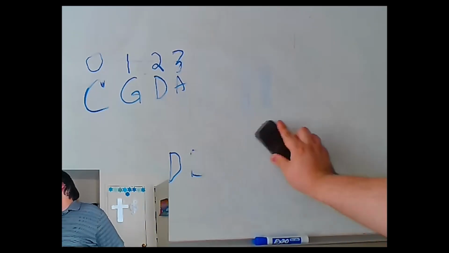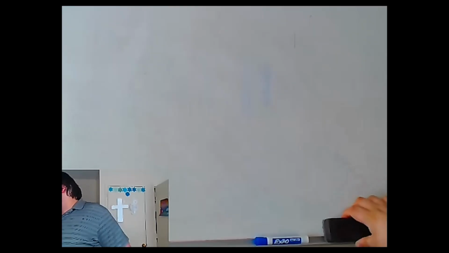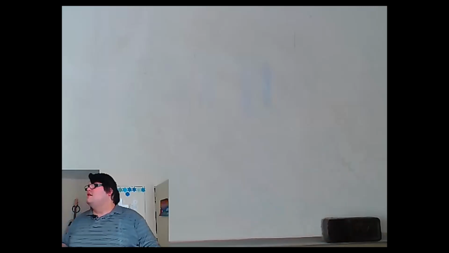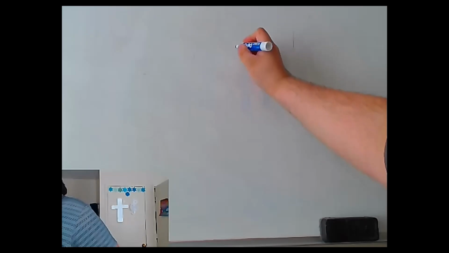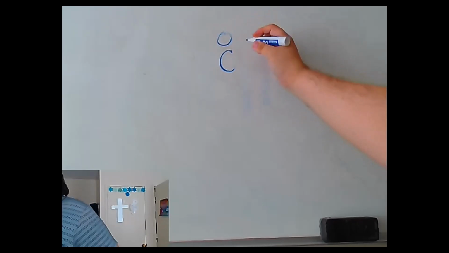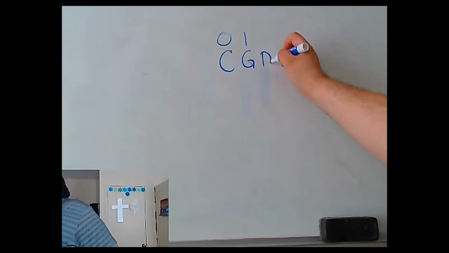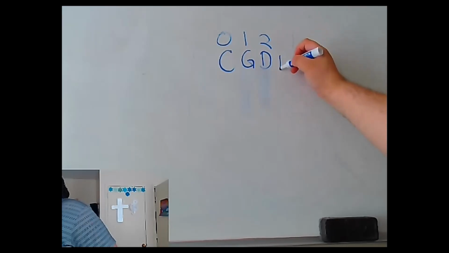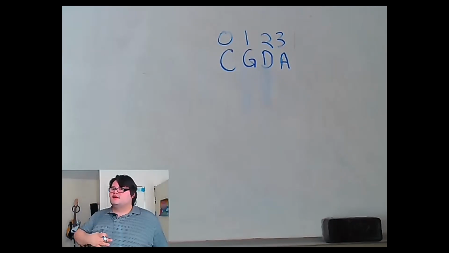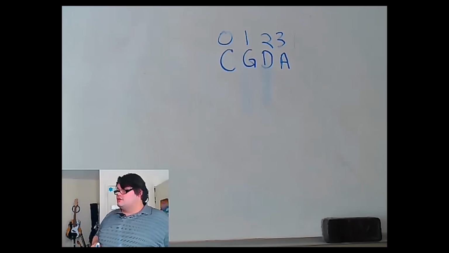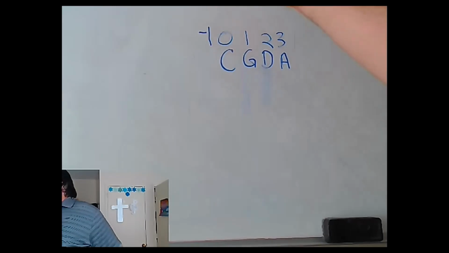And I'm also going to erase this, and I'm going to write it differently. So I'm going to write C over here, and this one's 0, G, which is 1, D, which is 2, and A, which is 3. So now we're going to go to the reverse. And we're going to go to -1.